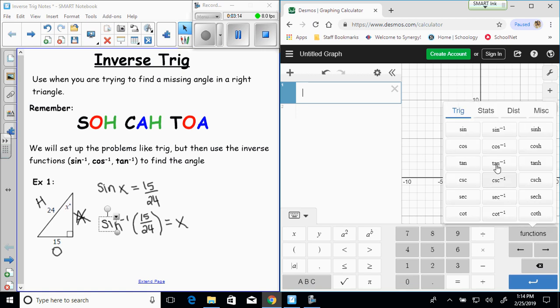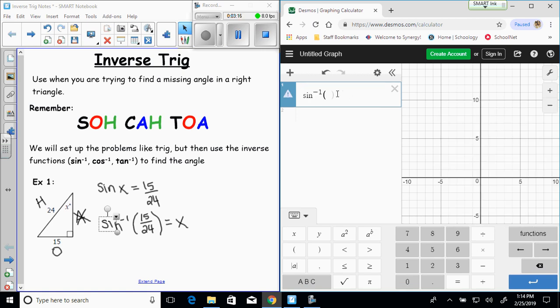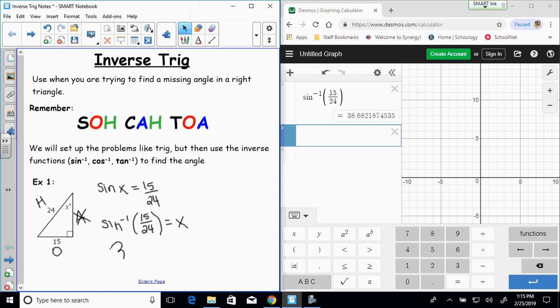So we're going to pull up our keypad. Remember, it's under functions. So here's your sine to the negative first. And then we're going to do 15 divided by 24. And then we can close the parentheses. And so now we can see that our angle is about 38.7. So then if we know this, 38.7 degrees is equal to x. So now we know that angle should be about 38.7. Okay? Alright, so let's try another example.